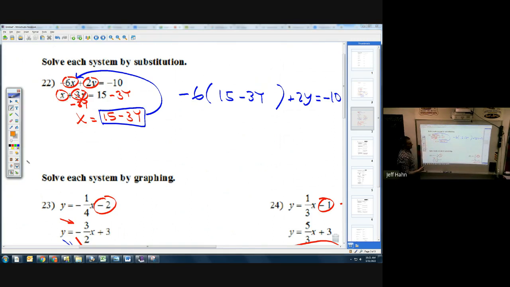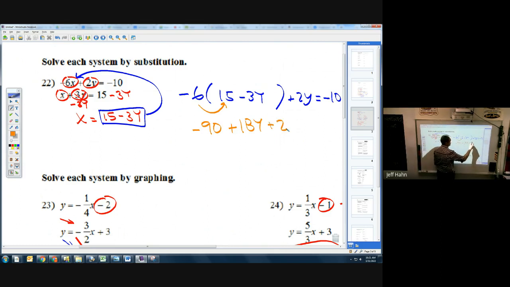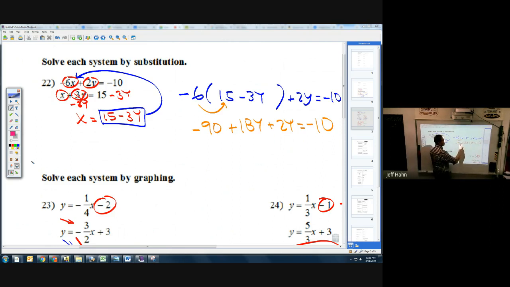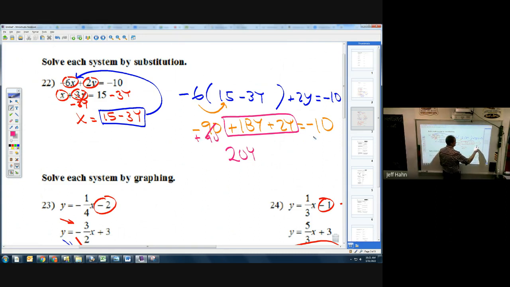And then once you get there, it's just a matter of solving the equation. Again, some ugly numbers here. -6 times 15 is -90. -6 times -3 is positive 18y. Plus 2y equals -10. And I can't stress enough, ladies and gentlemen, use a lot of paper for this because people get mixed up because they can't read their letters. They start writing too small. You can combine this, which is 20y's, which again is kind of an ugly number, but when I add 90 to get it to the other side, -10 plus 90 is 80, which is nice because 20 goes into 80.